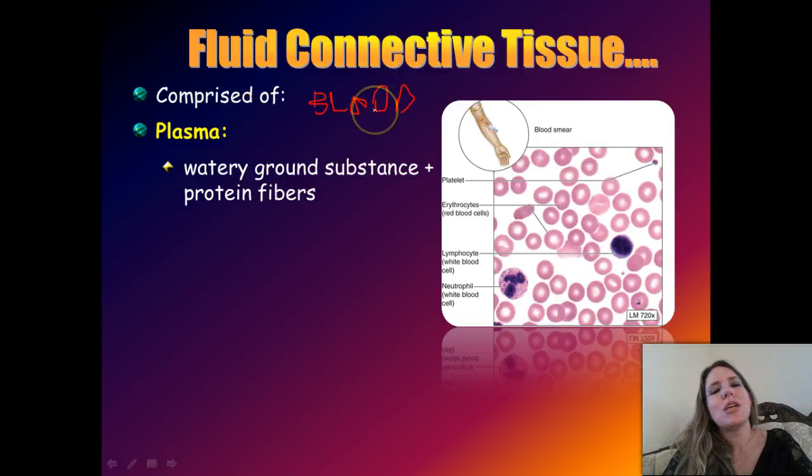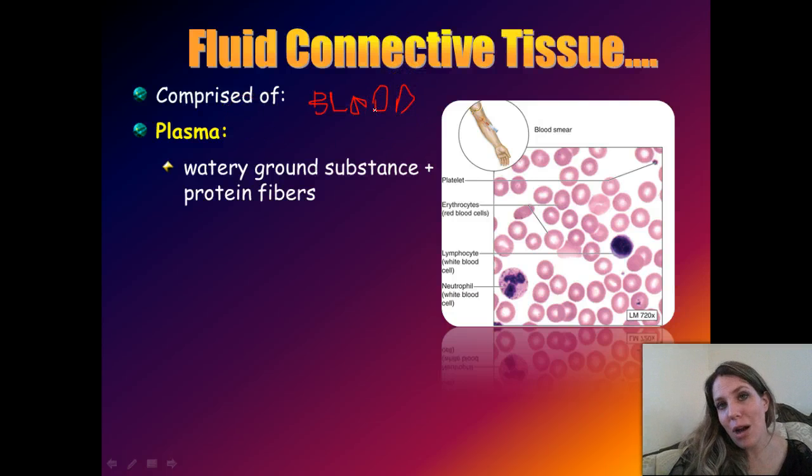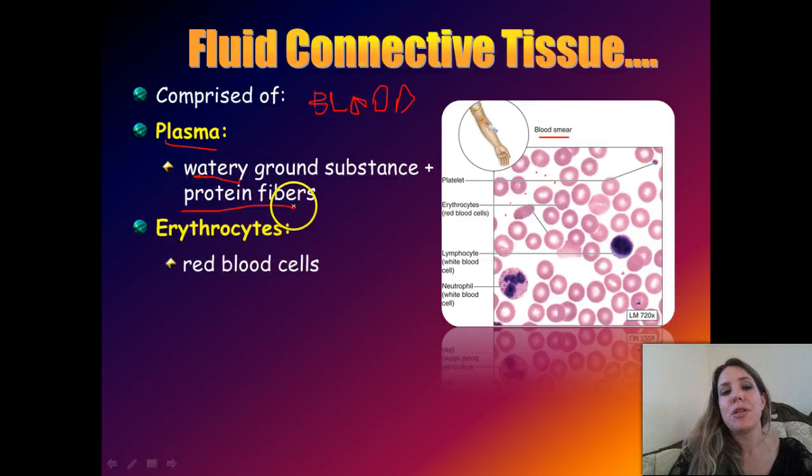And we'll study blood in a lot more detail later on when we get to the cardiovascular system. But here's a smear of human blood. And you'll see that the ground substance, the ground matrix of blood, is something called plasma. It's almost clear, kind of a clear yellow color. It's watery, so lots of water in there, as well as protein fibers.